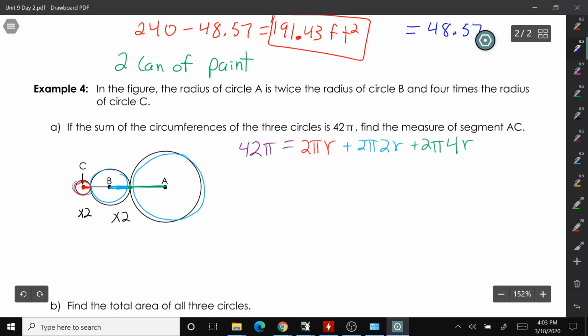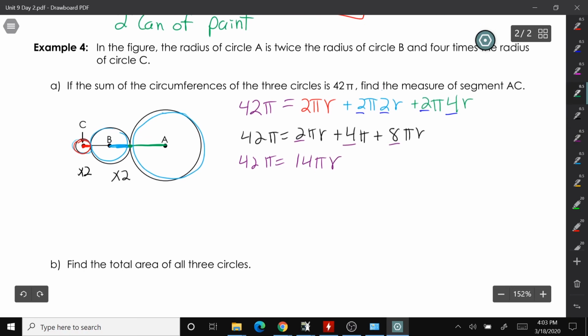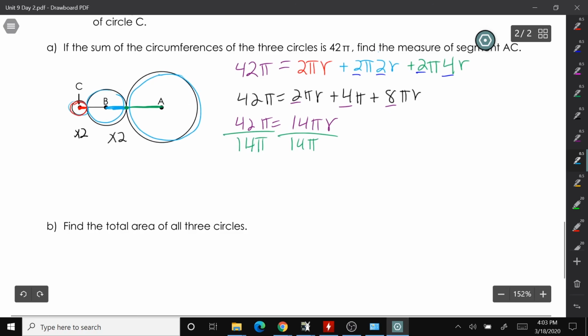So then what we can do is multiply these numbers and combine our like terms. So we get 42 pi equals 2 pi r plus 4 pi r plus 8 pi r. And then we can combine like terms. 42 pi is equal to 2 plus 4 plus 8 is 14 pi times the radius. And then we divide both sides by 14 pi, and that will give us 3 is equal to r.